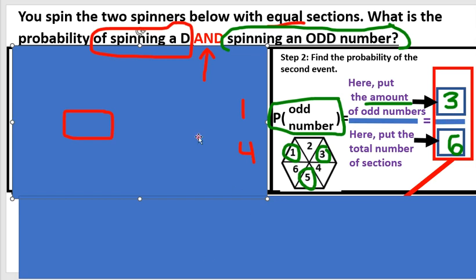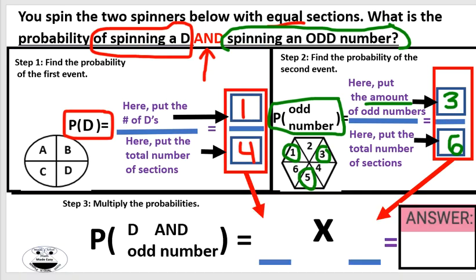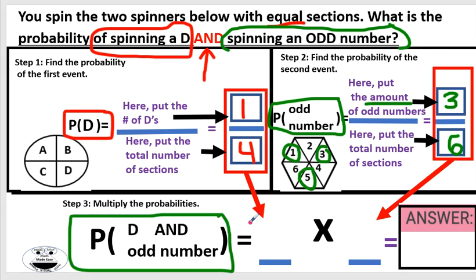So now I'm going to look back at what I did for step 1 and what I did for step 2. And I'm going to do step 3, which is, since it says and, we are multiplying the probabilities. What is the probability of spinning a D and an odd number? And that symbol is here. So what we need to do is take our answer from step 1 and our answer from step 2. Now you can write 3 over 6.